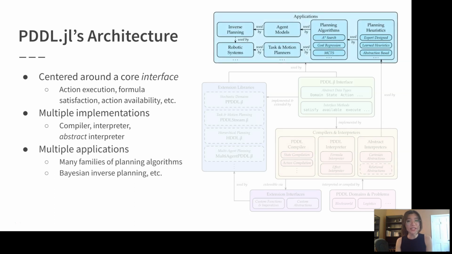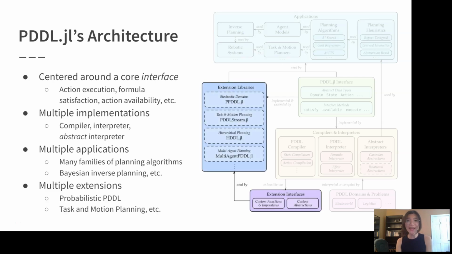Because PDDL.jl's interface is sufficiently general, we can use it to write multiple applications, including many families of planning algorithms and heuristics, along with the other use cases we surveyed earlier. Furthermore, these algorithms can be used with any of PDDL.jl's implementations. For example, planning with a compiler can be used to speed up performance, while the abstract interpreter can be used to implement planning over an abstracted state space, which can in turn be used by planning heuristics.